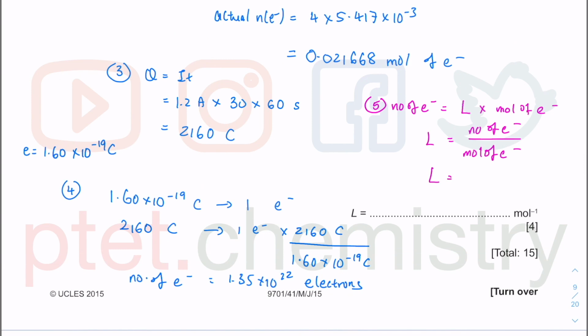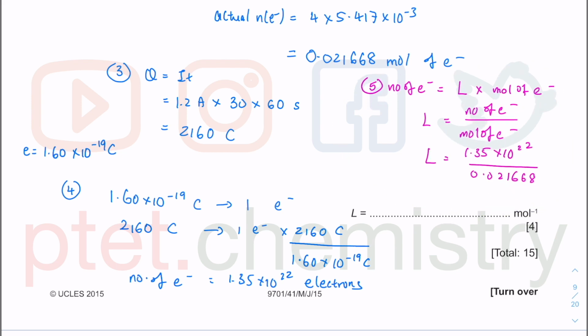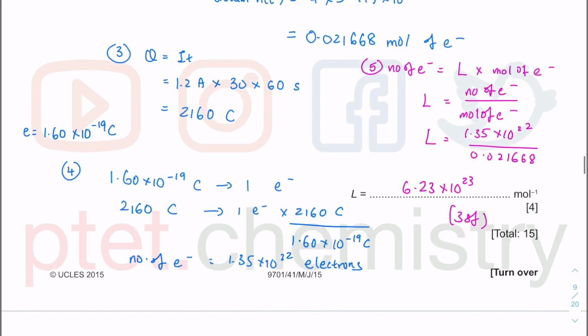That is the number of electrons, which is 1.35 times 10 to the 22, divided by the number of mole of electrons from the previous bit of the question earlier. And this should give you your Avogadro constant. And I get 6.23 times 10 to the 23. And this is to 3 significant figures. It is the number of electrons in 1 mole of electrons. Okay, so that's the end of that 4-mark question. And that concludes that 15 marks question overall.